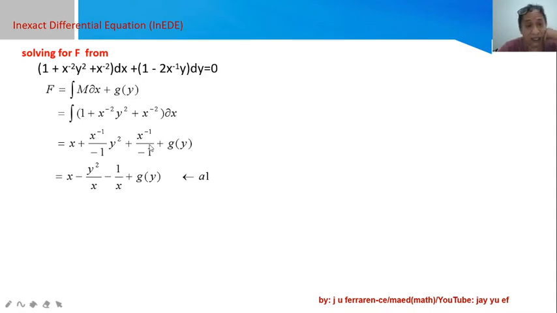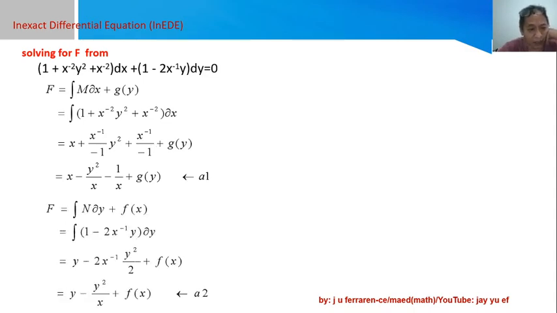When I integrate my dy term, I integrate partially with respect to y. My integrand is 1 minus 2x to the power of minus 1, y. Integrating partially with y, by the power rule, y squared over 2, so I can eliminate my 2. Then an unknown function purely in x is added. So my terms are y minus y squared over x.